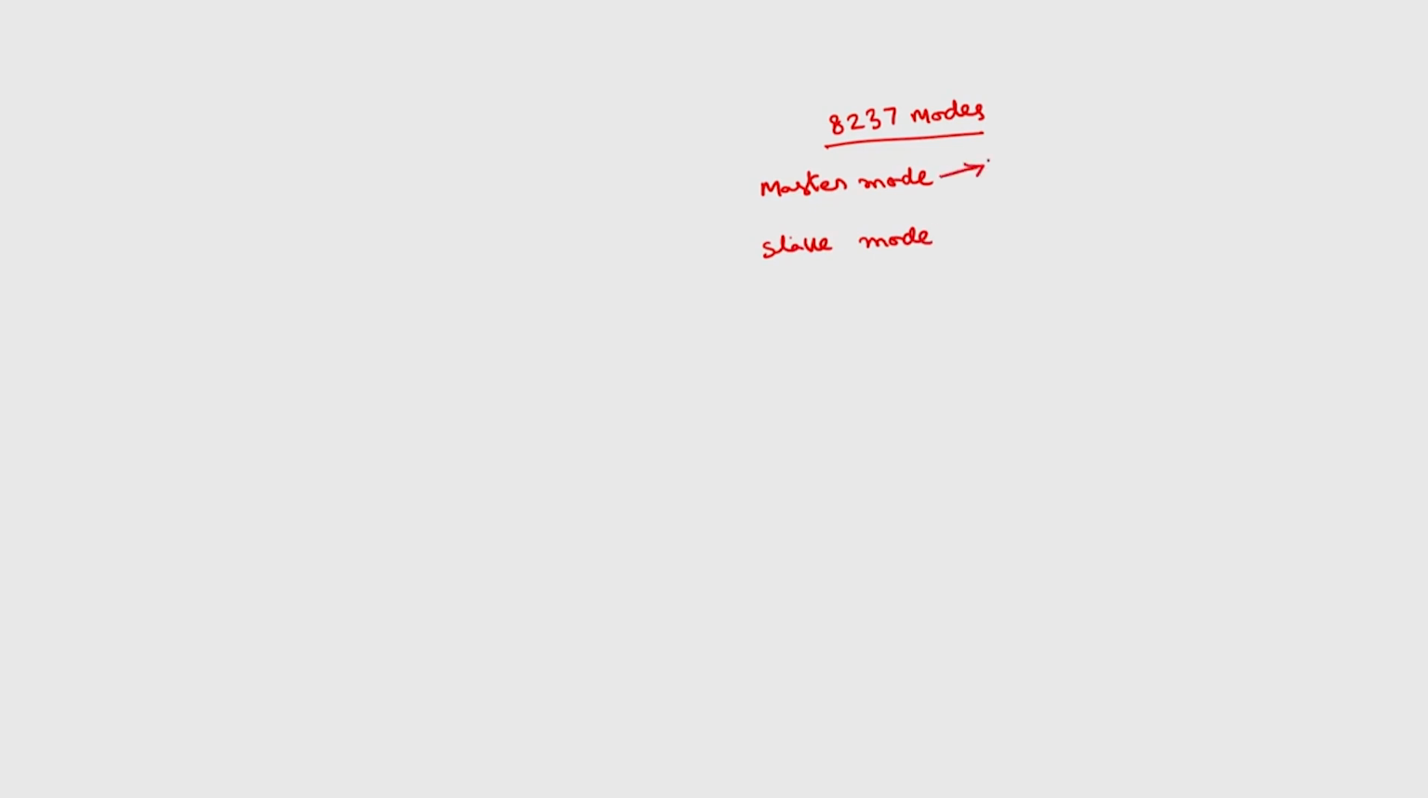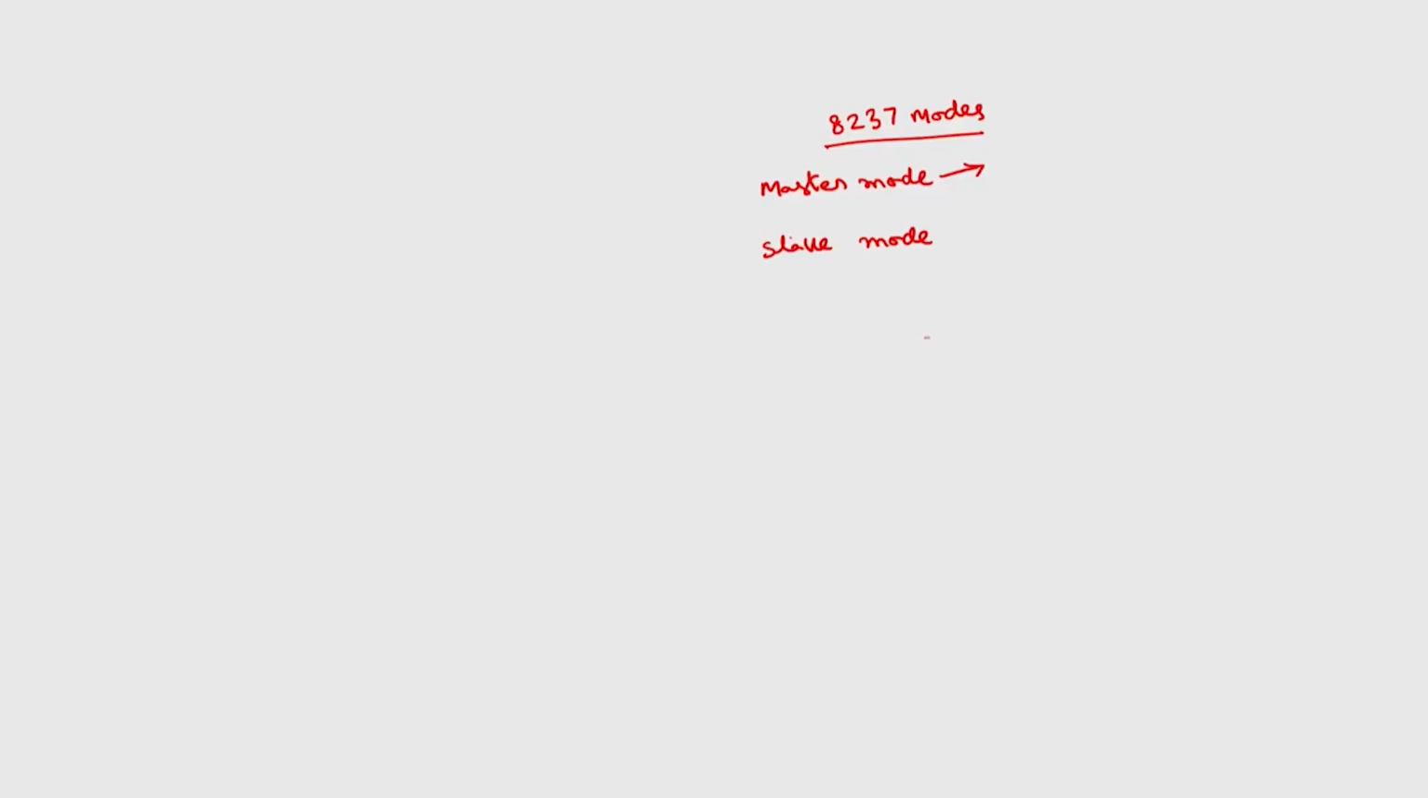In master mode, I have discussed the 7 or 8 steps in the earlier lecture. So, the step by step procedure that follows to operate this 8237 in master mode. In slave mode, simply, this DMA controller will act in slave mode.